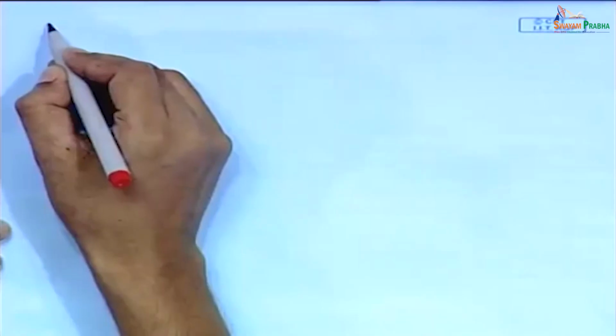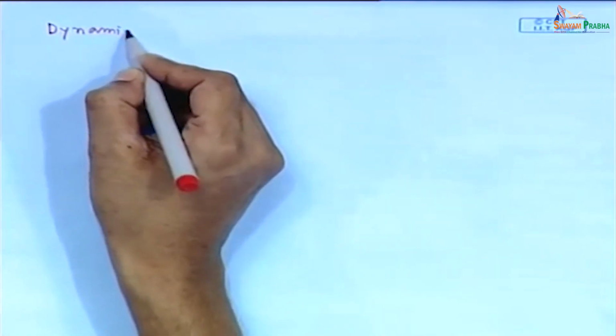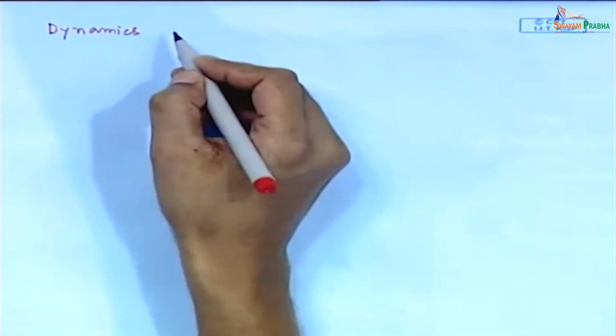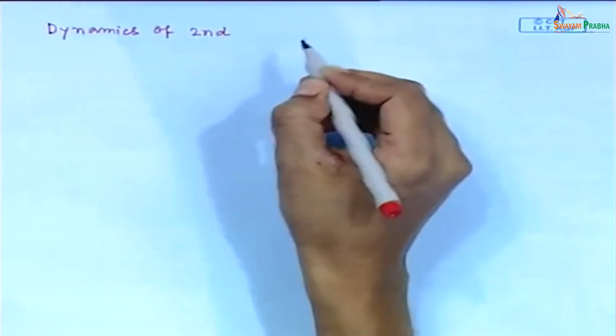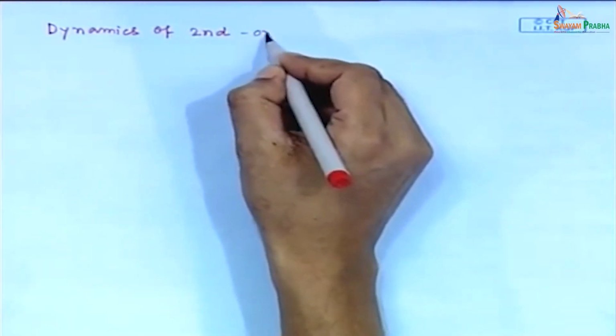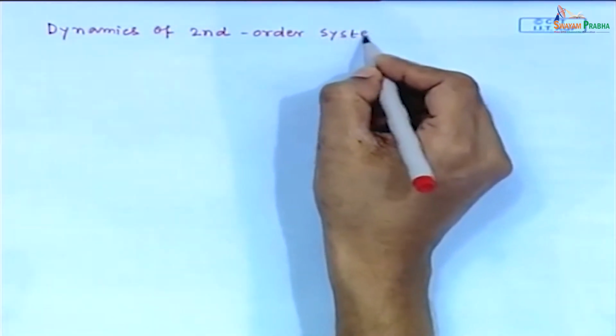So, this is all about the dynamics of first order systems. In the next, we will discuss the dynamics of second order systems. So, next topic is the dynamics of second order systems.